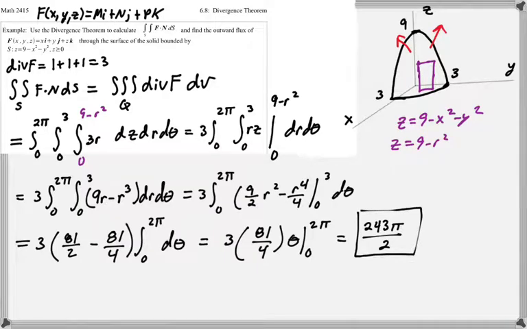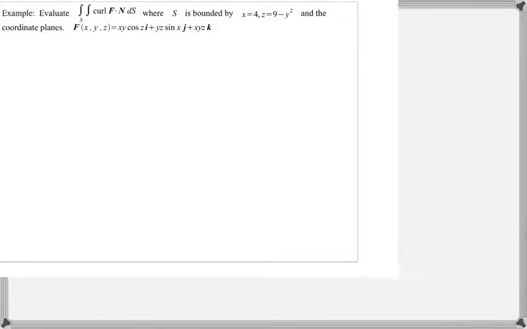All right. I got one more example for you guys in this video here. Okay. So we're going to evaluate the double integral over s of the curl of f dot n ds, where s is bounded by the plane x equals 4, z equals 9 minus y squared, and the coordinate planes. F of x, y, z is equal to xy cosine z i plus yz sine x j plus xyz k.